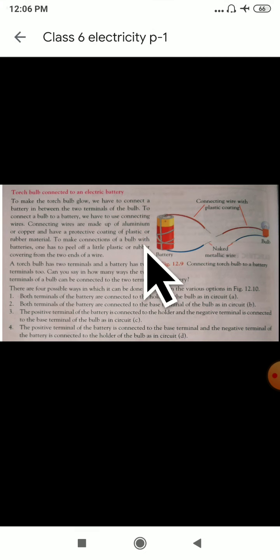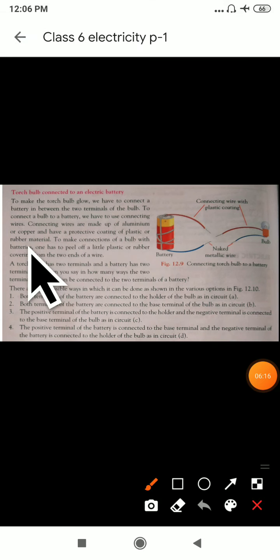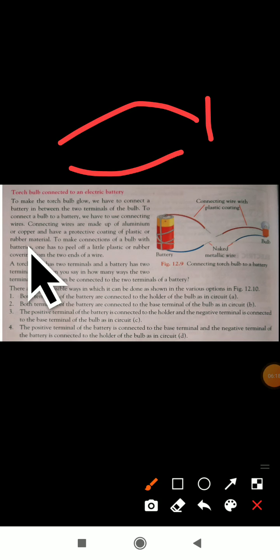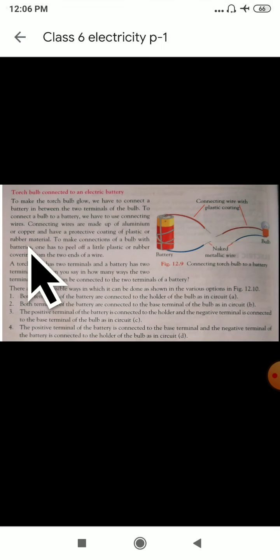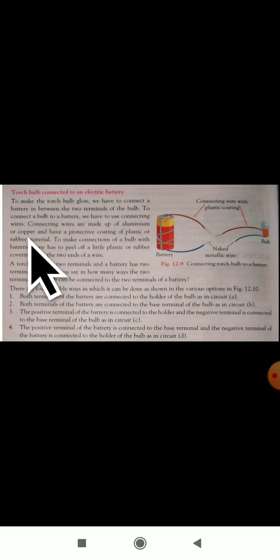Remember, if you want to connect a bulb to a battery, the electric wires we use are called connecting wires. Connecting wires are made up of aluminum or copper. Remember, what are these connecting wires made of? With the help of aluminum and copper. Inside there may be an aluminum wire or copper wire. You know very well, they will conduct electricity. What are aluminum and copper? These are conductors. They will conduct the electricity.